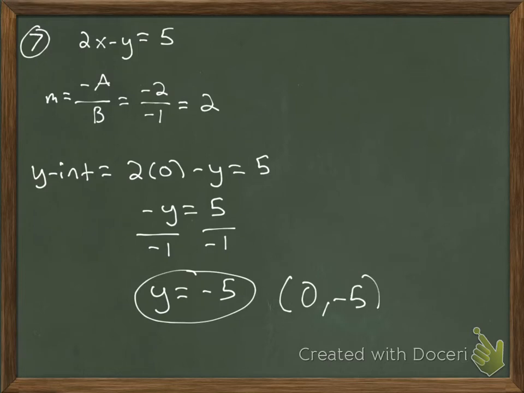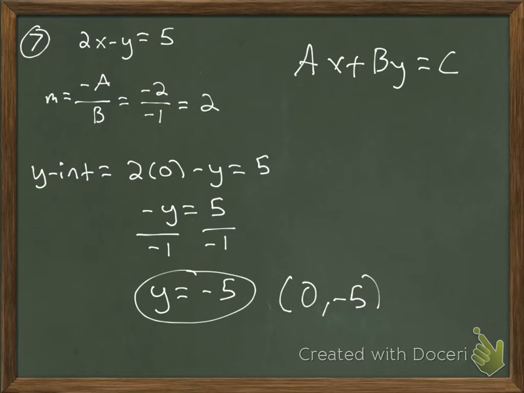Tyler, what's up? How do you know which number is A and which one's B? So it's ax plus by equals c. So the number in front of x is a, the number in front of y is b. The coefficients in front of those.